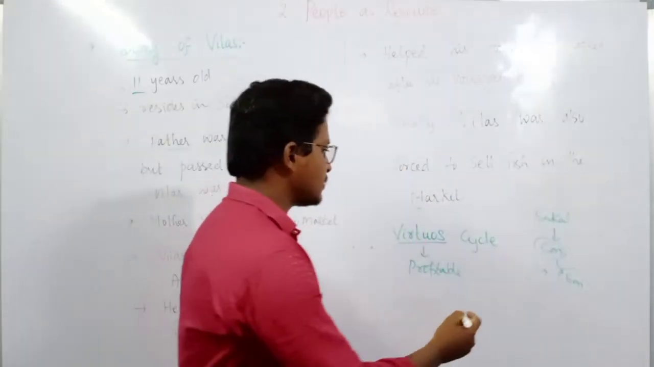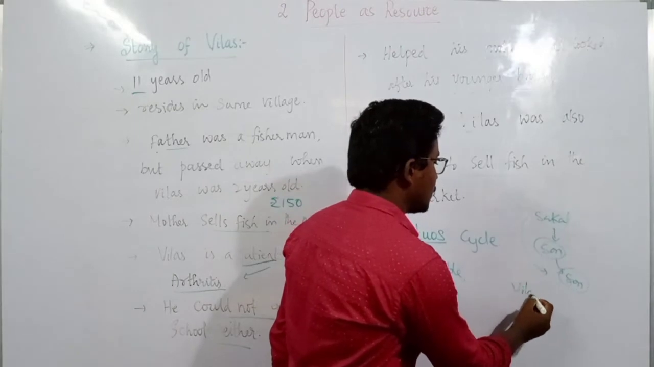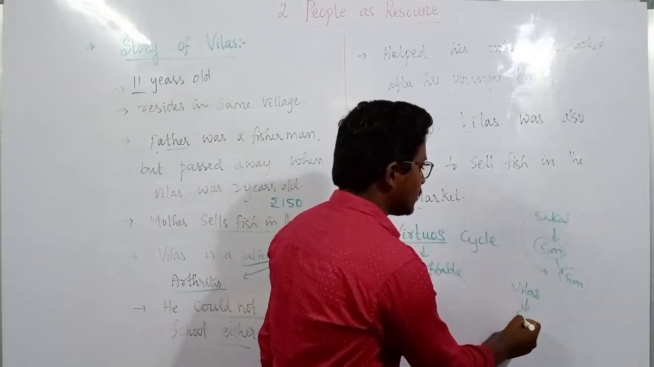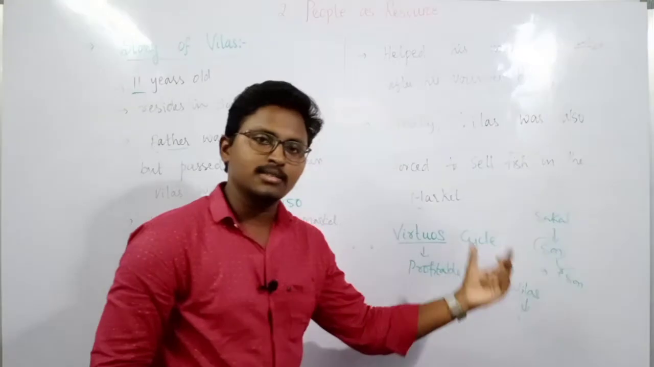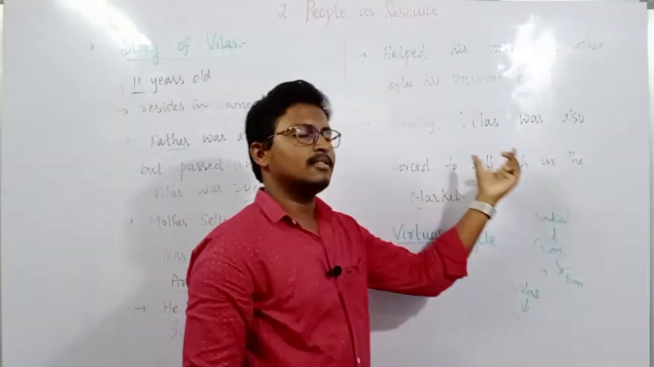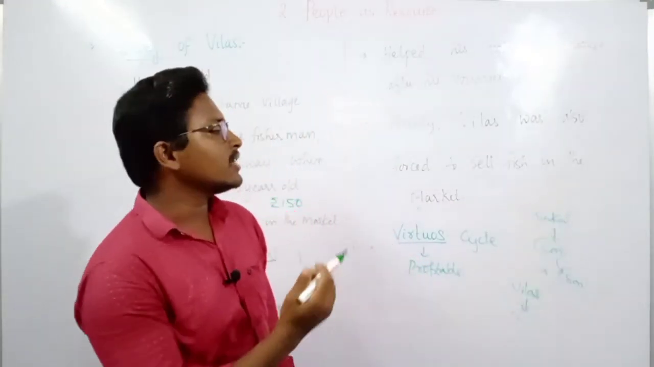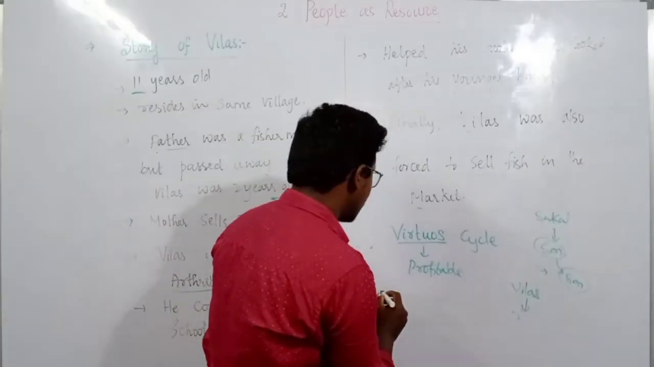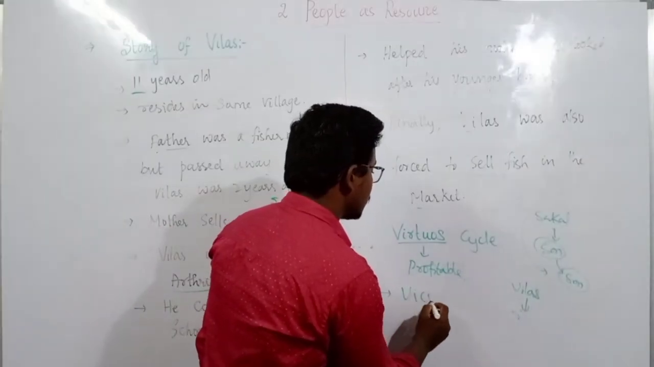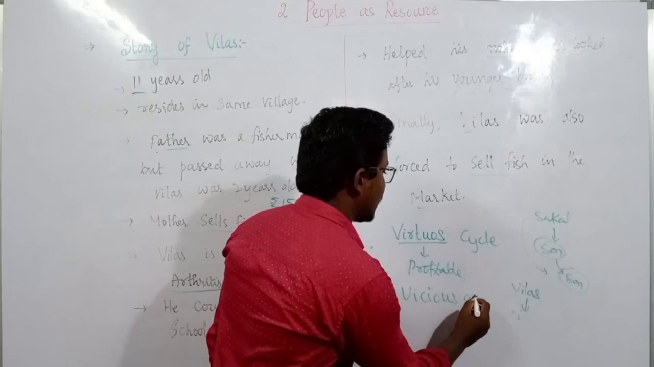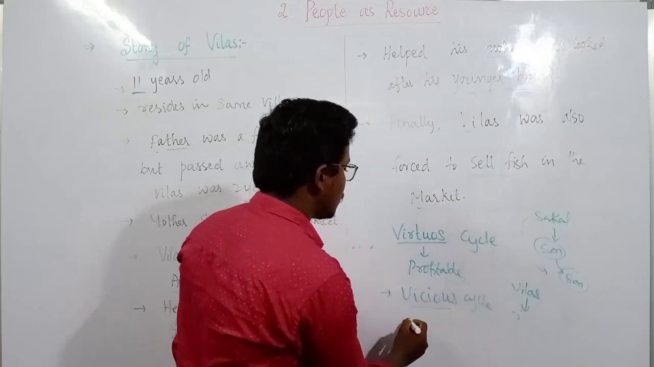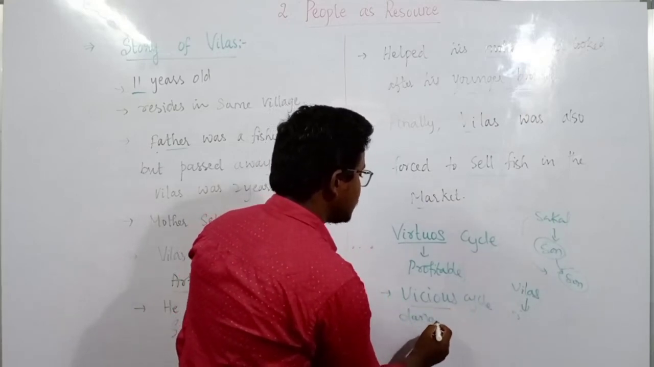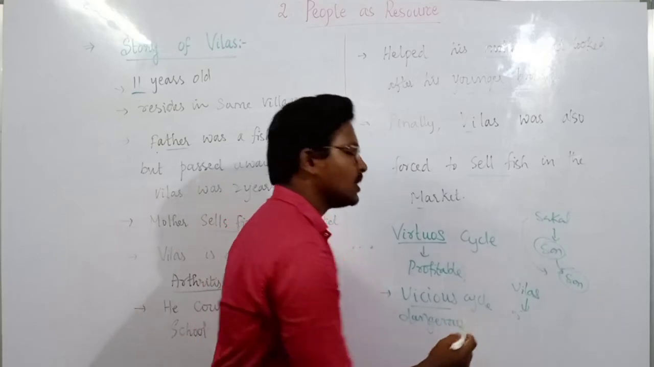Suppose we take this Vilas story. He was not educated, and he may not be able to afford to send his children to school either. Why? Because he was selling fish. So because of this situation, it may turn into a vicious cycle. Vicious means what? Which is very dangerous, or which is not profitable to the people.